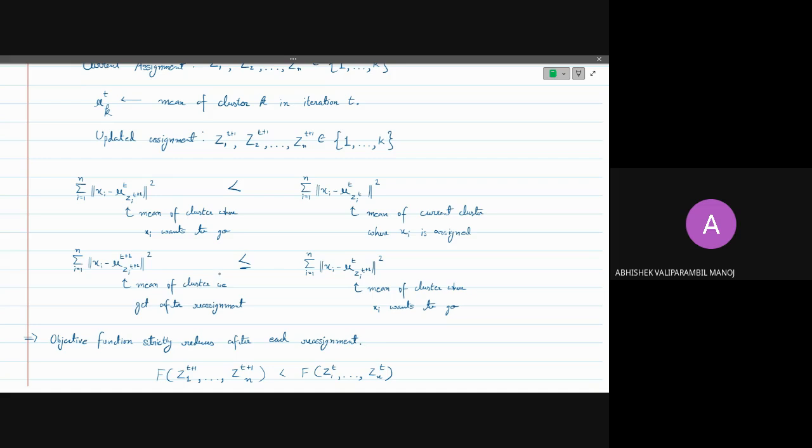When it converges. Yes, at the iteration of convergence. Let's say at the tth iteration, all the points are happy. So after this, at iteration t plus 1, the values will not change, right? Because these two are the same.